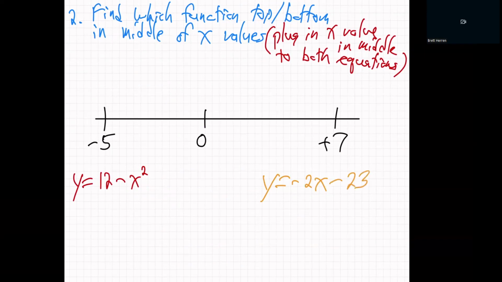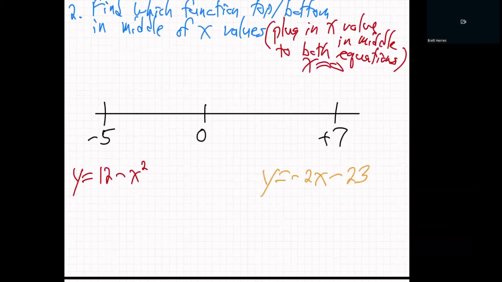I'm going to plug in x equals 0 because that's in the middle. Now, it doesn't have to be. You could have done negative 1 or negative 2 or negative 3 or negative 4 or 1, 2, 3, 4, 5, 6, anything between negative 5 and 7. So I'm just going to plug in x is 0 and see what we get here. So I get, that's easy math, y is 12. And for this one, I plug in 0 right there, and again it's easy math. Y is minus 23.